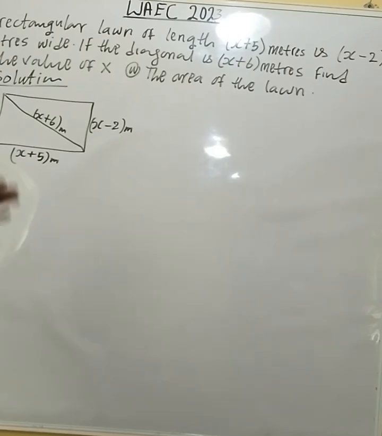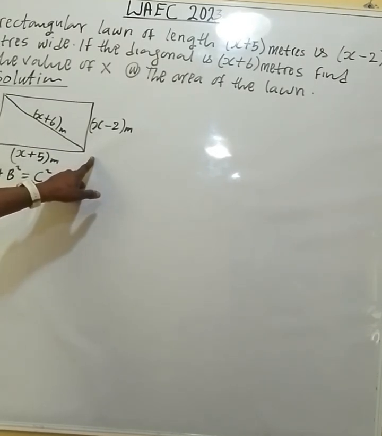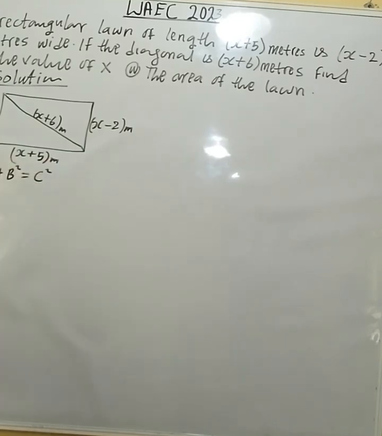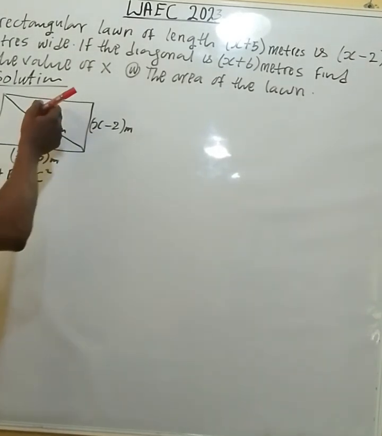Then the next thing is that we are asked to find the value of x. For us to find the value of x, we are going to use Pythagoras theorem, because we have a triangle here. Pythagoras theorem states that a squared plus b squared equals c squared. If you understand it well, this is the longest side, which is our c.